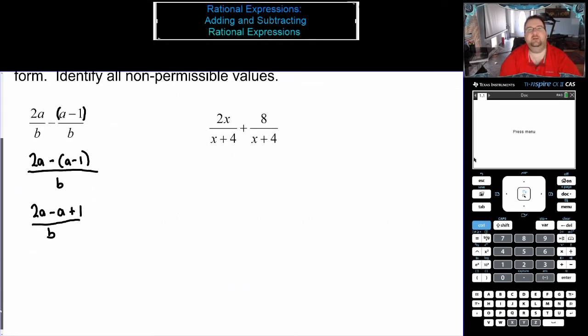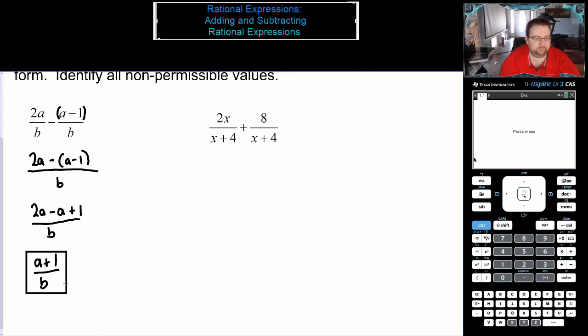Now I can do my final step, combining them. 2a minus a is just a, plus 1, over b. Final answer, lock it in, we're good to go.